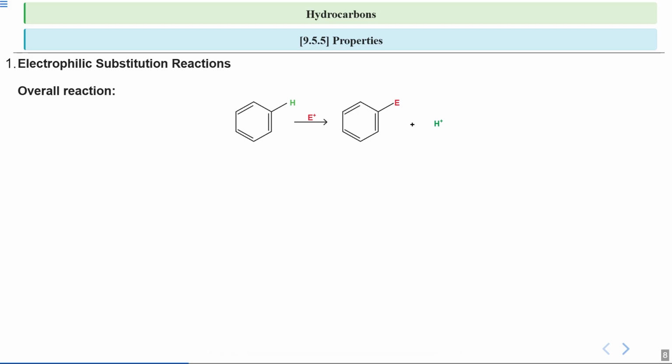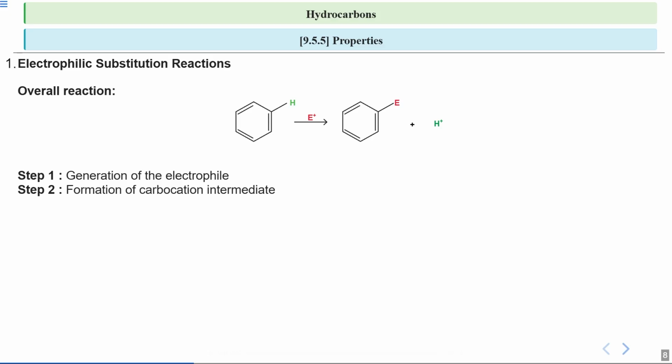Now, let us break down the mechanism into its main steps. The first one is the generation of the electrophile. An electrophile, you know, is a particle that seeks electrons, often because it has a positive charge or an electron deficiency. In this step, the condition of the reaction creates the electrophile that will attack the hydrocarbon. The next step is the formation of the carbocation intermediate. So whenever the electrophile attacks the hydrocarbon, it temporarily creates a positively charged intermediate called a carbocation.